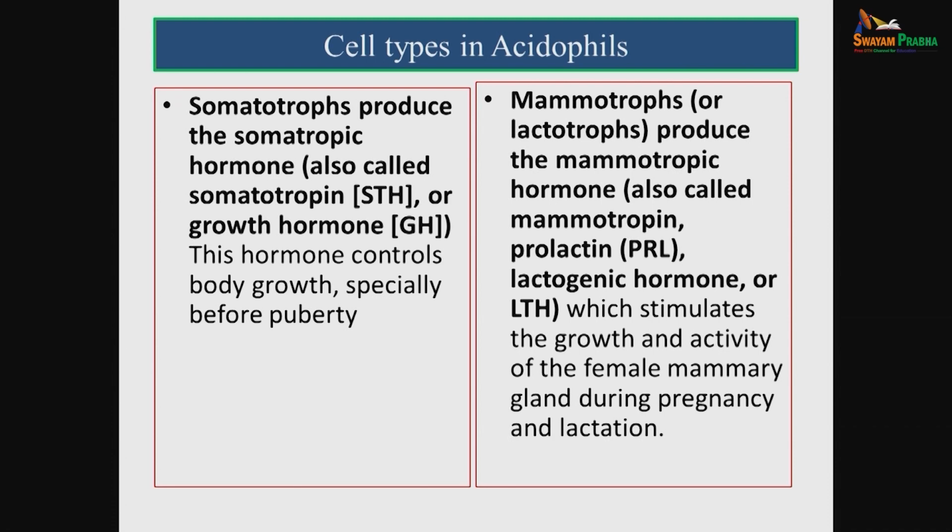This hormone controls the body growth, especially before puberty. The next cell is mammotropes or lactotrophs, which produce the mammotropic hormone, also called mammotropin, prolactin, lactogenic hormone or LTH. This hormone stimulates the growth and activity of the female mammary gland during pregnancy and lactation.